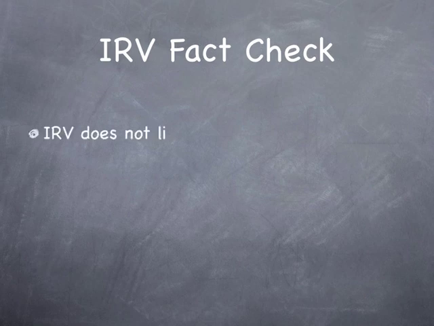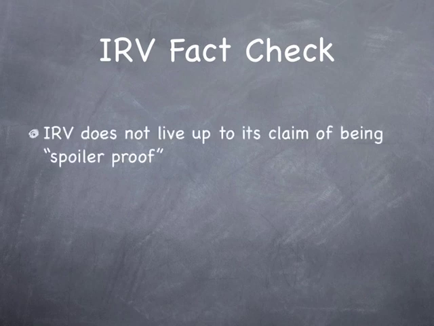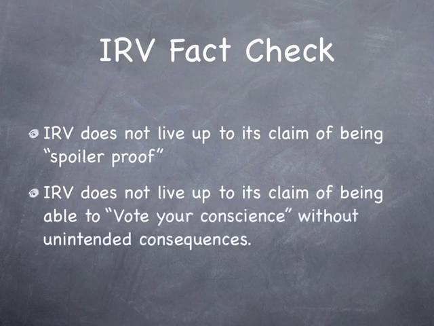So let's review this IRV fact check. With this easy to follow example, you've been able to see that IRV does not live up to its claim of being spoiler-proof. This lie was easy to disprove. And you can see that IRV does not live up to its claim of being able to vote your conscience without unintended consequences. Gore was preferred over Nader 2-1, yet Gore was eliminated very early and Bush won. However, with just 2 people, Gore would have won. Just like other voting systems, IRV does not solve the spoiler problem.